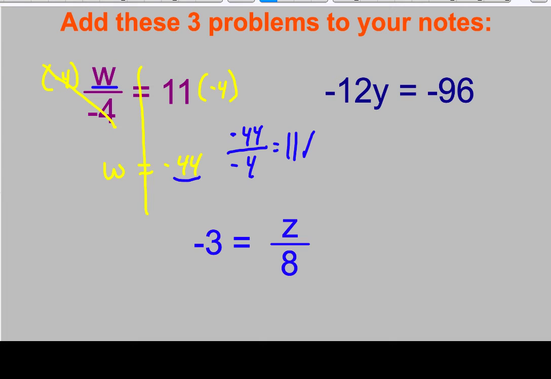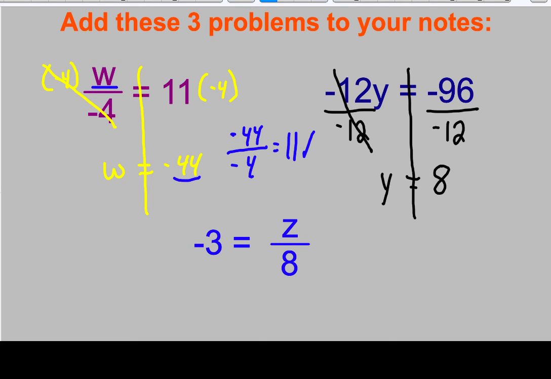Next one, -12y. -12y means -12 times y. So this is a multiplication problem. Remember, to solve an equation, we want to do the opposite. We want to do the inverse operation. The opposite of multiplying is to divide by -12. But I've got to do that on both sides to keep it balanced. -12 divided by -12 turns to 1. So I get 1y, or just y. -96 divided by -12 is +8.